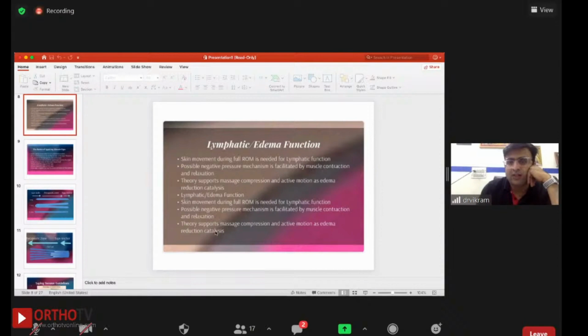Possible negative theory supports massage, compression and active motion as edema reduction catalysts. It is very good when we are doing the massage and other supportive techniques. In my clinical practice, when I do this edema taping, I found very good results. But we need to put it without any pressure. We will discuss this further.